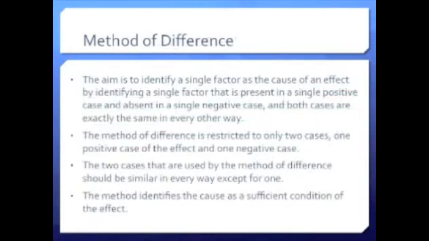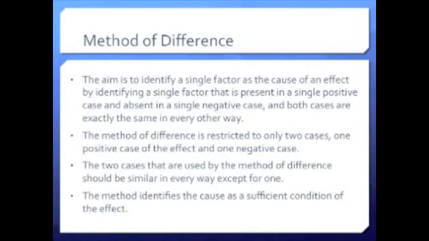The method of difference aims to identify a single factor as the cause of an effect by identifying a single factor that is present in a single positive case and absent in a single negative case. Also, both cases are exactly the same in every other way, except for the absence and presence of a single factor. So the method of difference is restricted to only 2 cases, one positive case of the effect and one negative case.